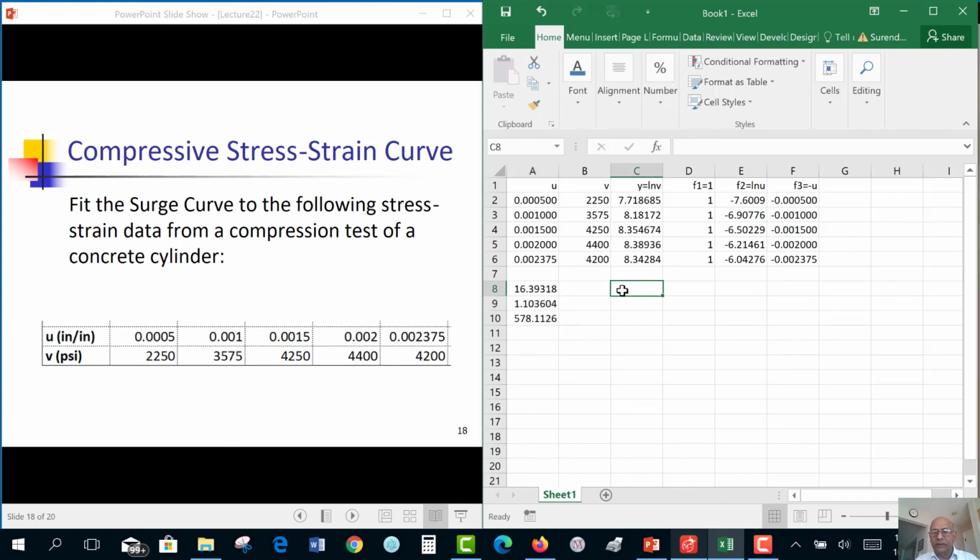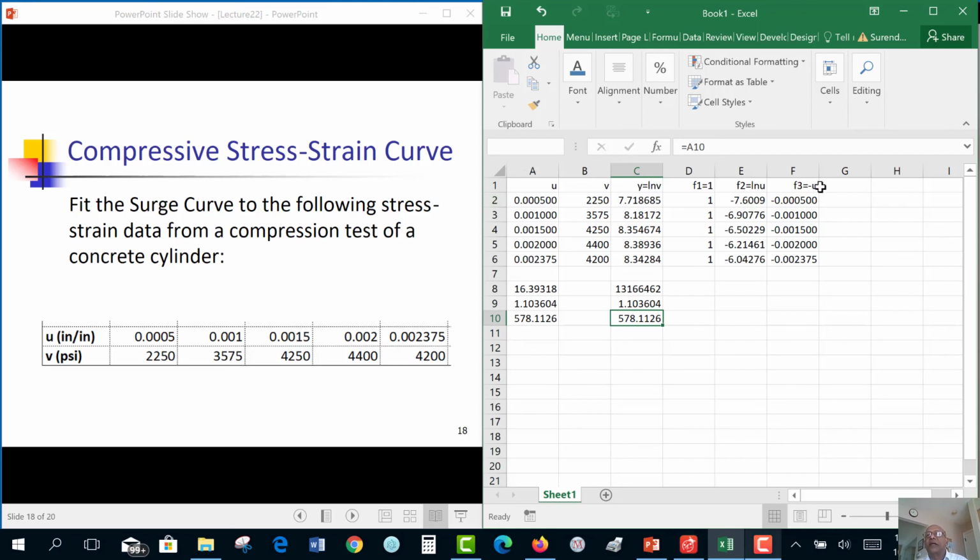So here is our K1, EXP of C1. Here is our K2, and here is our K3. So we can name them. Let's name them K underscore 1. I can't name them K1 like that, otherwise it'll be a cell name. K underscore 2. And let's name this K underscore 3.